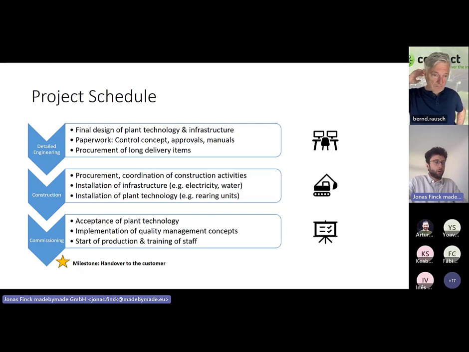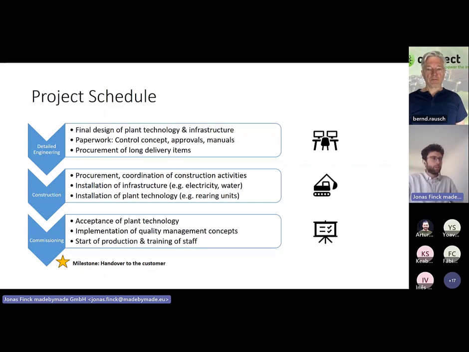And from our experience when we built this plant here, what was important was to have the right timing, which means long delivery items should be ordered at the very beginning. Procurement, coordination of the construction activities, because probably you will have to manage several companies in parallel. And then also the installation of the infrastructure, electricity, water, with enough buffer, which is also important in my personal opinion.